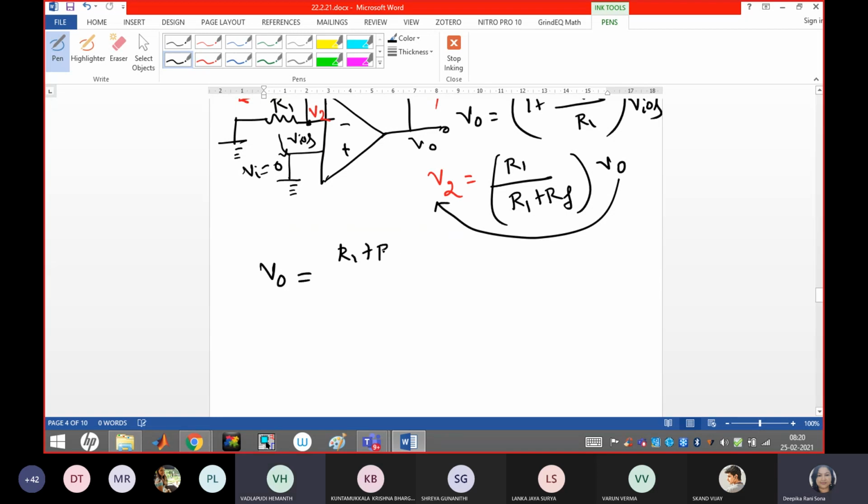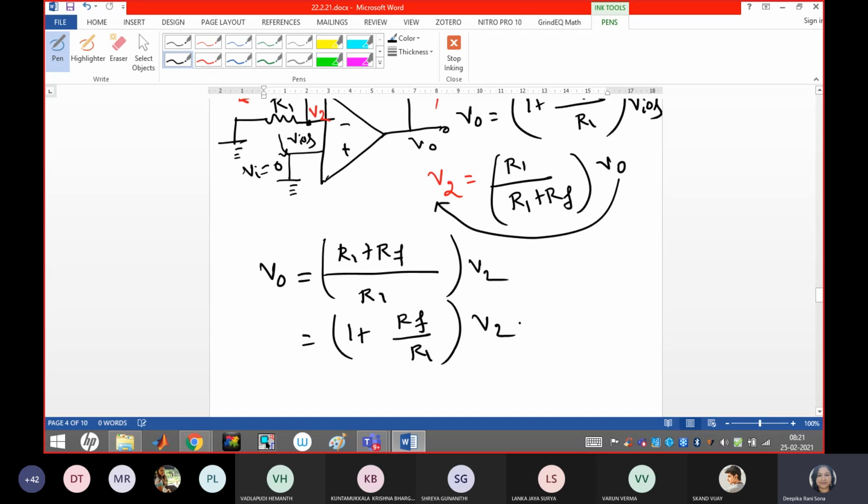Yes, R1 plus RF whole divided by R1. This will be interchanged, right? This will be multiplied with V2. So this whole into V2. If I will rewrite this, 1 plus RF by R1 into V2. This can be written or not? Yes, ma'am.